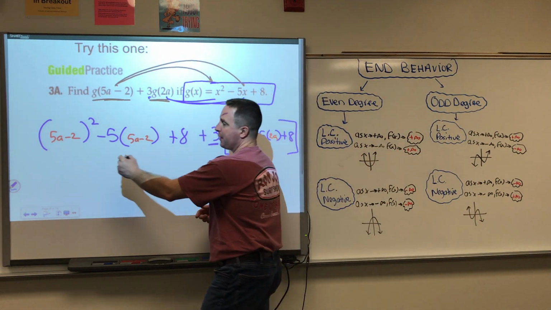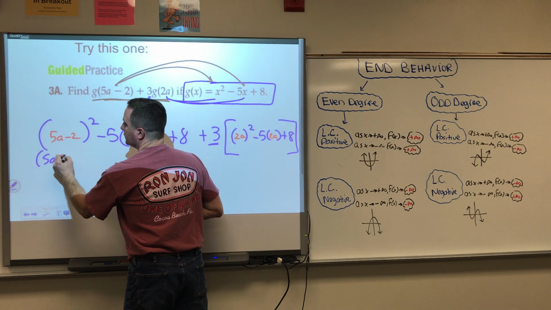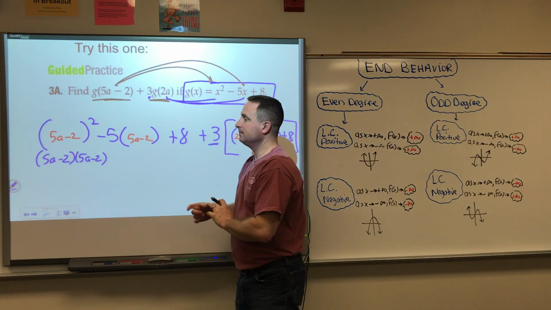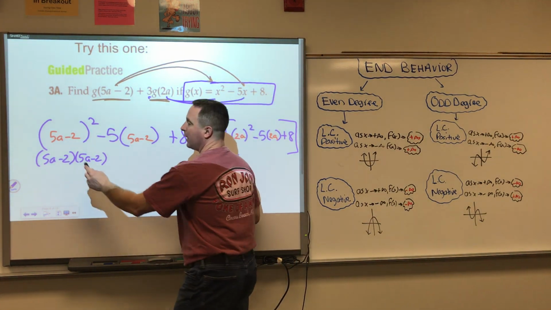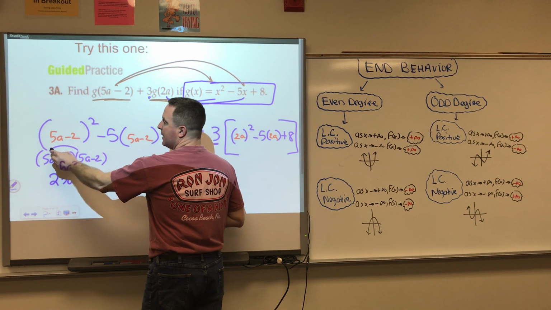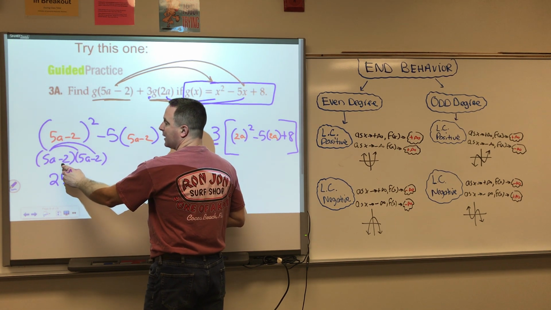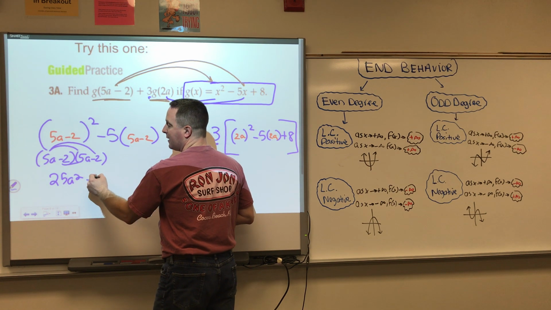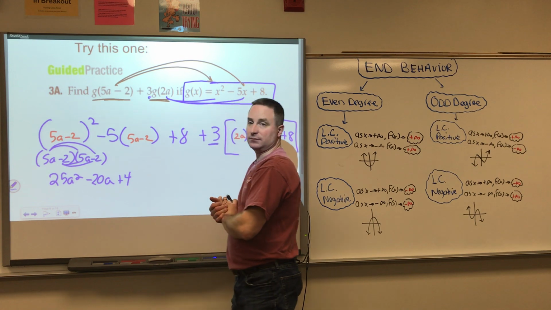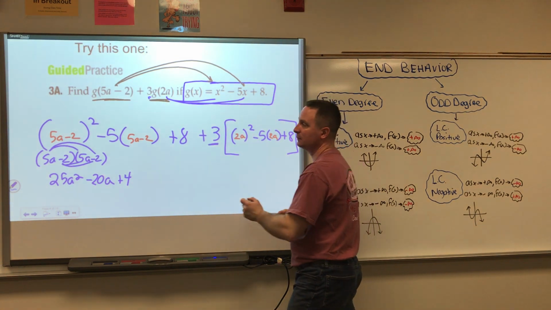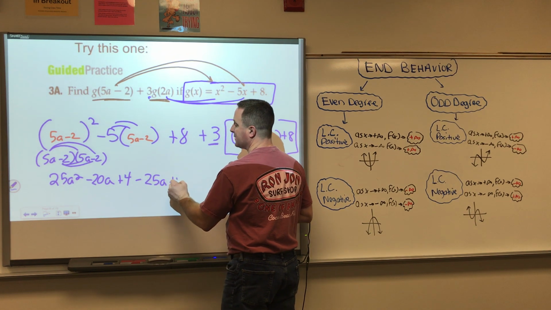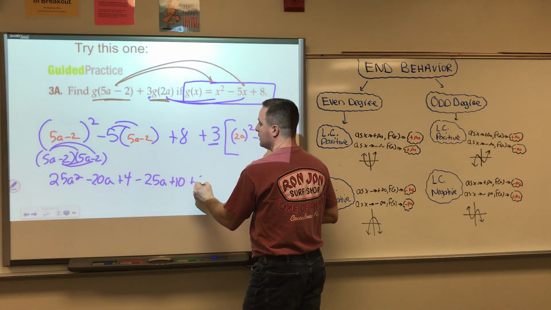If you remember, 5a minus 2 squared is 2 of them. So I'm going to write it twice and I'm going to FOIL. I'm going to do this kind of fast. I'm going to get 25a squared. Then I get a minus 5a, I'm sorry, 10a, and a minus another 10a. I get minus 20a plus 4. That's how that first one works out. If I distribute here, I get minus 25a plus 10 plus 8.